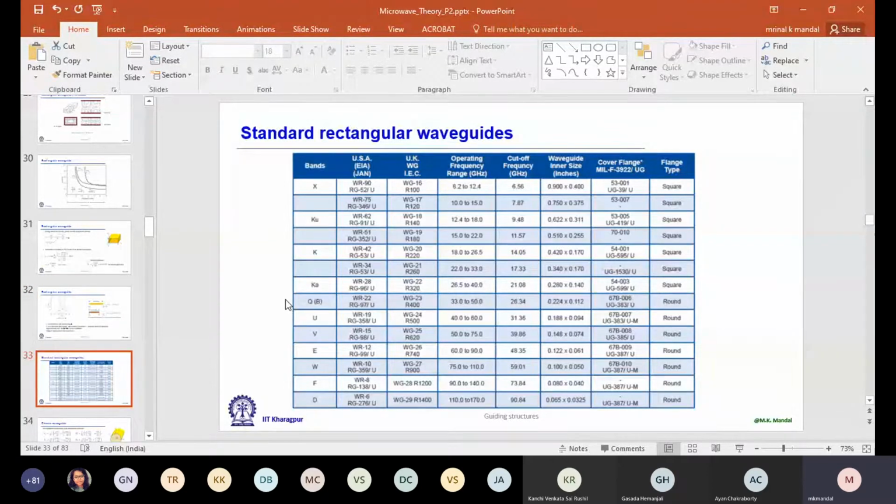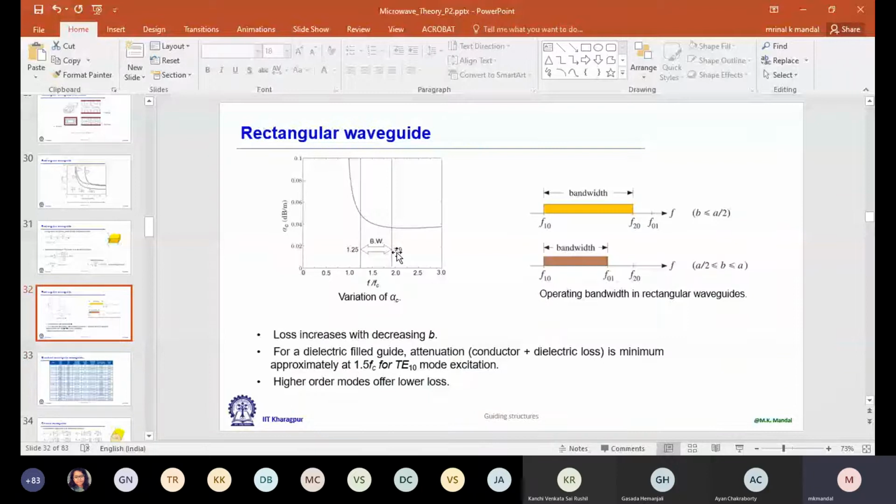We see from here that one dimension covers one microwave band. For example, WR90, which has internal dimensions of 0.9 inch by 0.4 inch, can cover 8.2 to 12.4 gigahertz. This range comes mostly from its alpha C variation. So it is suggested that you consider 1.25 to 1.9 times the cutoff frequency as the usable bandwidth.